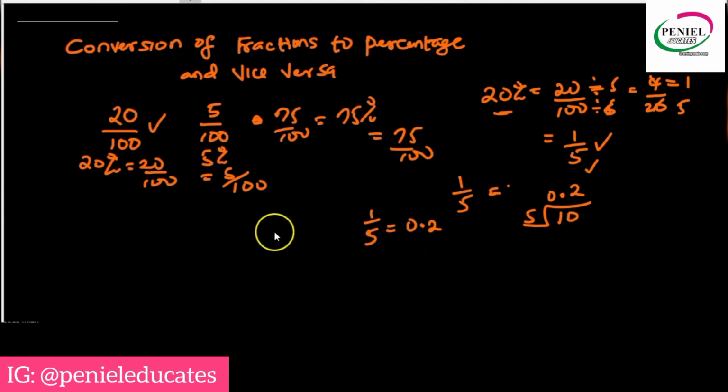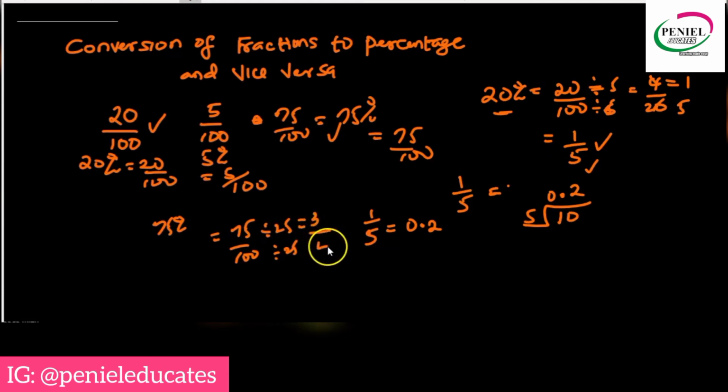Okay, so now let's look at how we can convert a percentage, another example, to a common fraction and also a decimal fraction. For example, if you're given 75%, that would be 75 over 100. If you reduce it to the lowest form, you can divide this by 25, and this one also by 25. This one will give you a 3, and this one will give you a 4. That is 3 over 4.